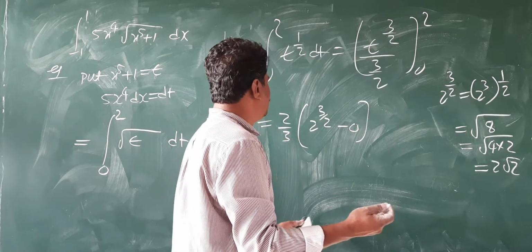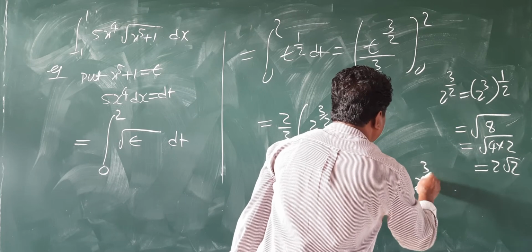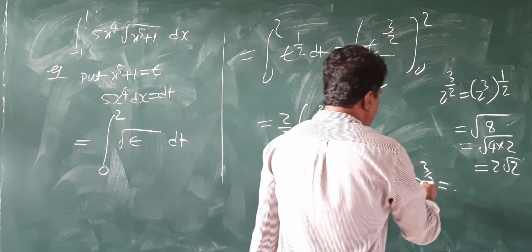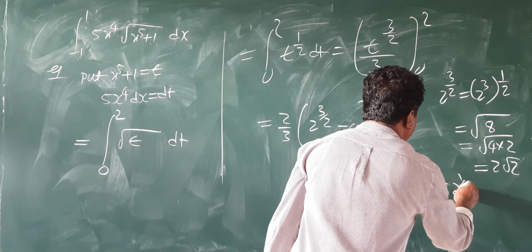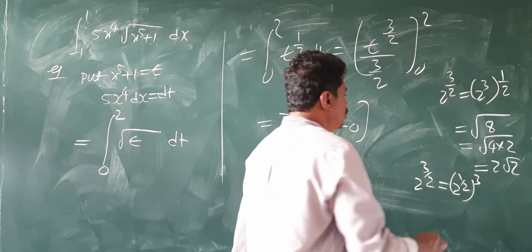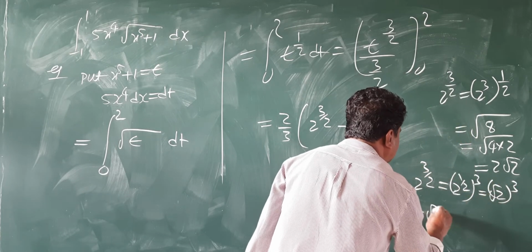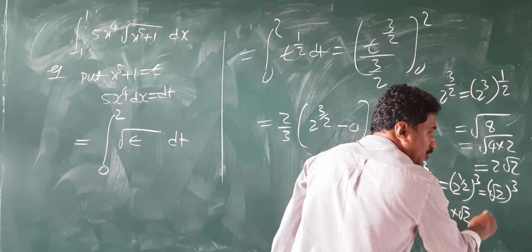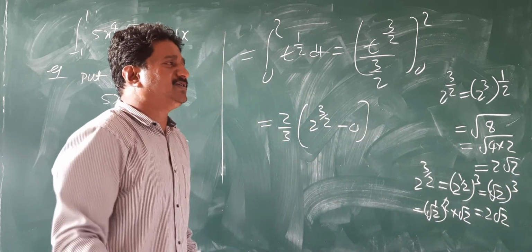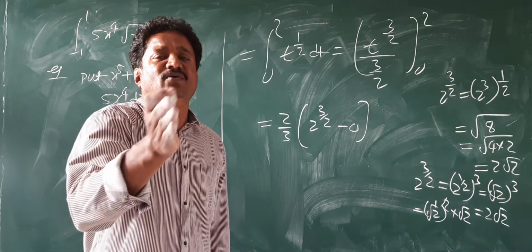There is one more way to get it. So 2 power 3 by 2. Correct. It is 2 power 1 by 2 whole cube, m into n, both are same. Root 2 whole cube. You write that root 2 whole cube as root 2 whole square into root 2. Root 2 whole square is 2, so 2 root 2. So the method does not matter. Whatever the method is, you should learn how to get the correct answer.